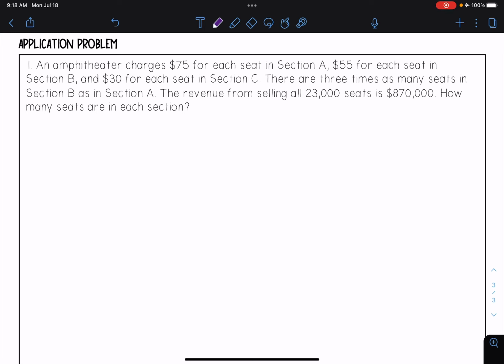So my first step here is I want to see where am I going? What am I trying to find? Well, I see in that last sentence, I want to see how many seats are in each section. So that's going to be my variables. So I'm going to allow X to be section A, Y to be section B, and Z to be section C.